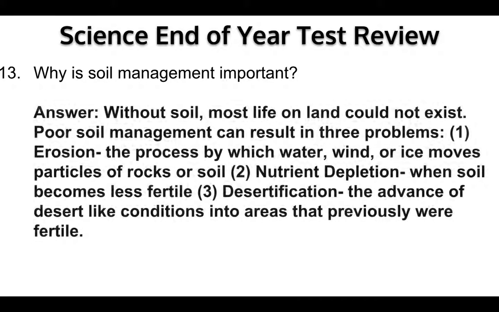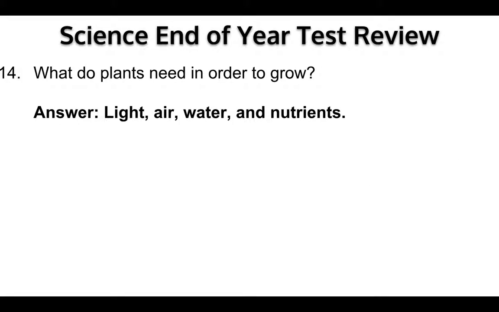Why is soil management important? Okay, without soil, most life on land cannot exist. Poor soil management can result in three problems: erosion, the process by which water, wind, or ice moves particles of rock or soil away; nutrient depletion, when soil becomes less fertile; or desertification, the advancement of desert-like conditions into areas that were previously fertile. Okay, last question. What do plants need in order to grow? Light, air, water, and nutrients.